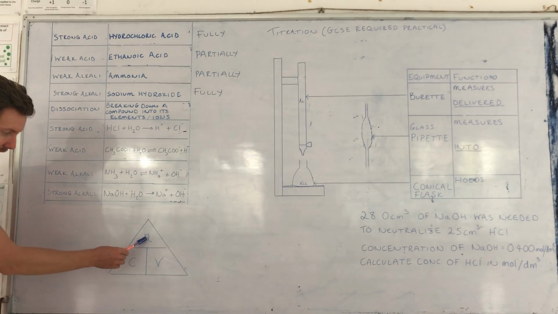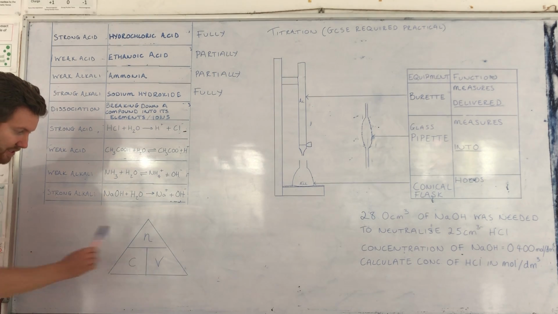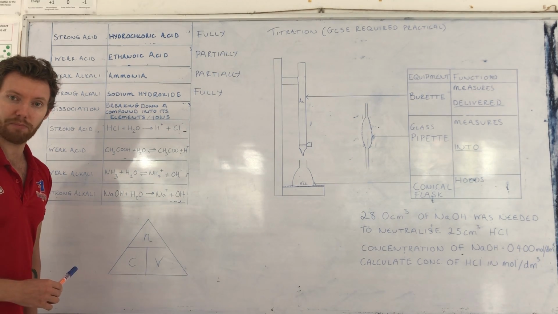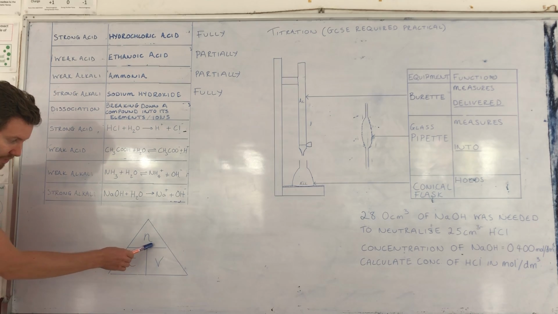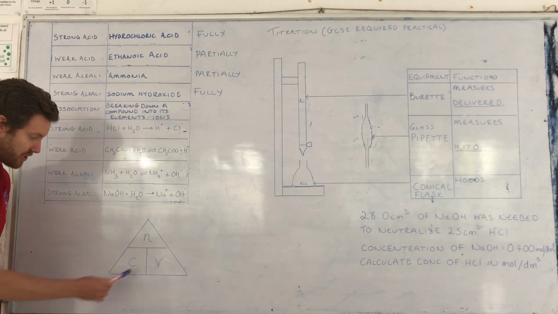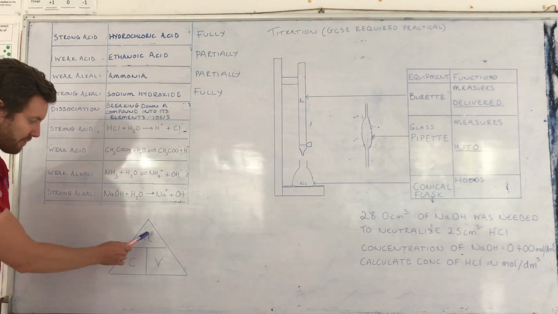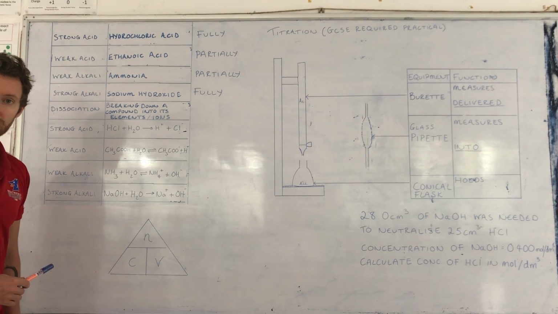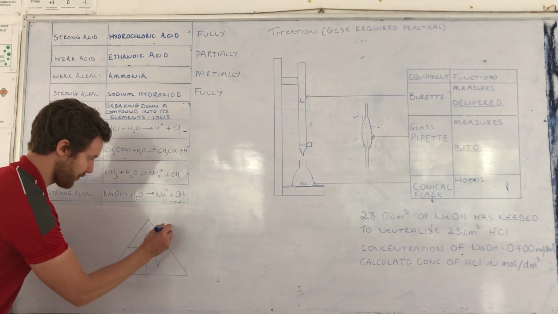Our triangle: N, C, and V. Similar to in your maths questions, we have our dividing by if we're on top and below. If we're next to each other, we are multiplying. But what does N stand for? What does C stand for? And what does V stand for?